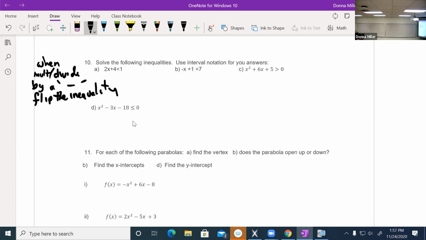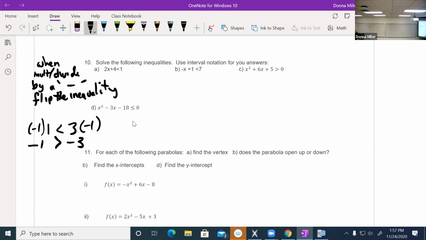I'll give you some reasoning as to why you do that, just so you can understand it. I'm going to write a simple inequality. You know that 1 is less than 3, right? That's true. Okay. So let's multiply both sides of this by negative 1. Now I'm comparing negative 1 to negative 3. Well, negative 3 is less than negative 1, so it flips the inequality. So when you multiply by a negative, it's going to flip the inequality.